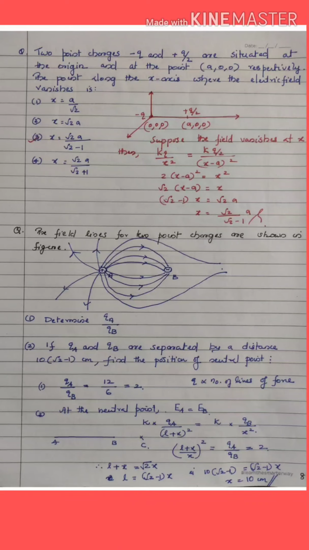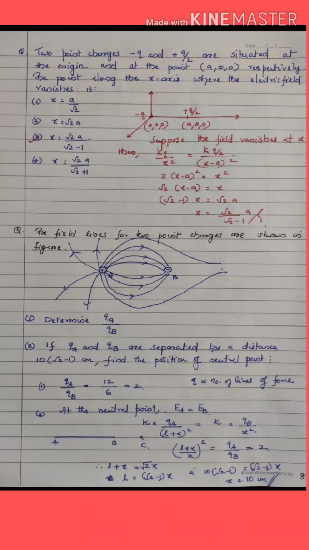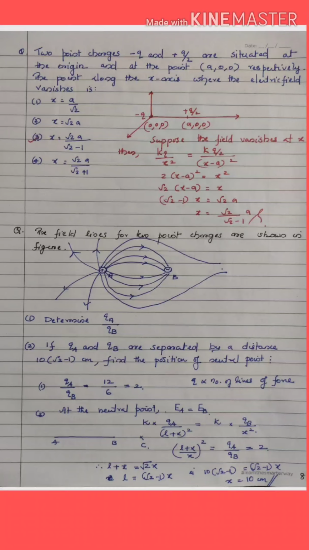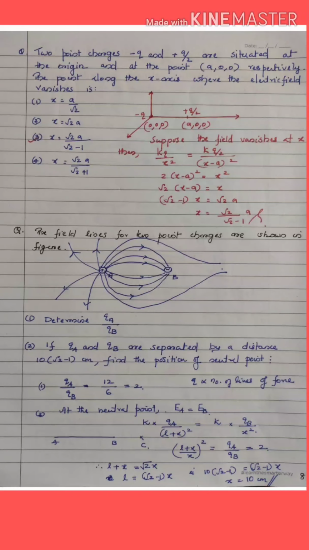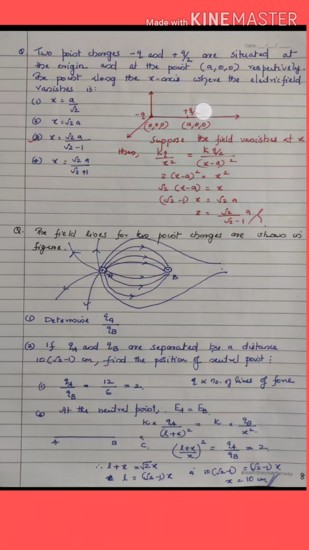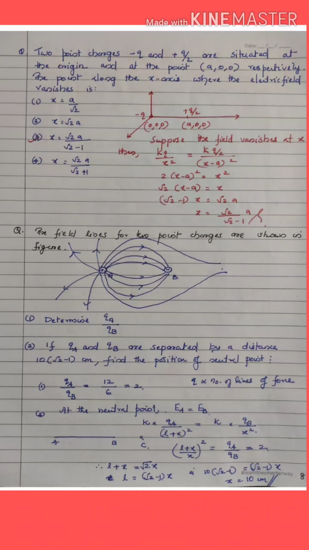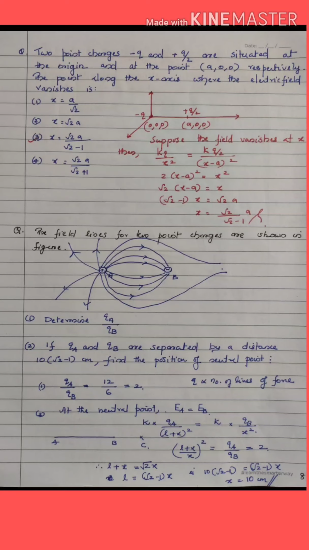So it takes the value at a separation x from that minus q, and hence it should be at a separation of x minus a from q by 2. So we have to take, say, the point here. Then suppose the field vanishes there, the net value should be equal and opposite. So we can write the contribution of minus q as kq by x square, the contribution of q by 2 as k into q by 2 by the separation square. So you get the answer. A good question.